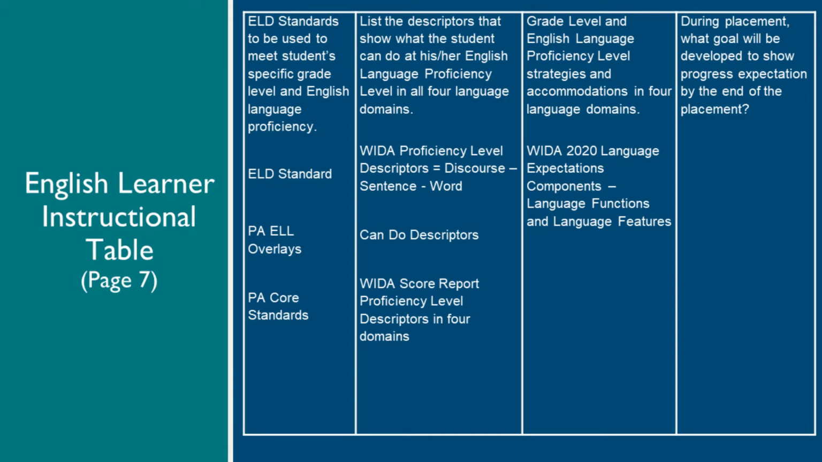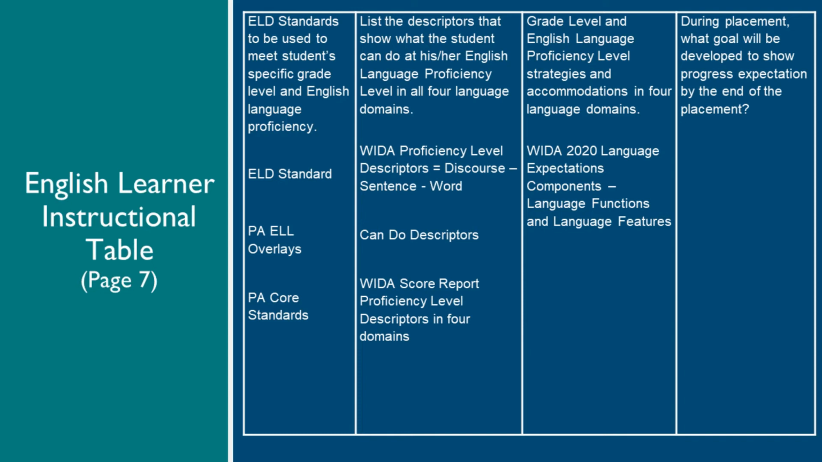This slide is a focus on the English Learner Instructional Table. Briefly look at each column before completing the table. Think about brainstorming and using the following questions in the data gathered for preparation. What are the language expectations based on what the student can do at various stages of English language development in listening, speaking, reading, and writing?